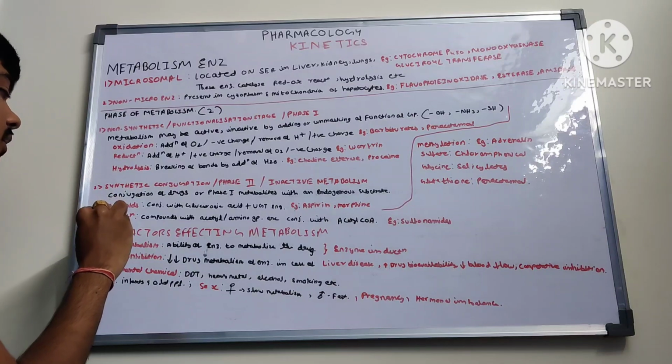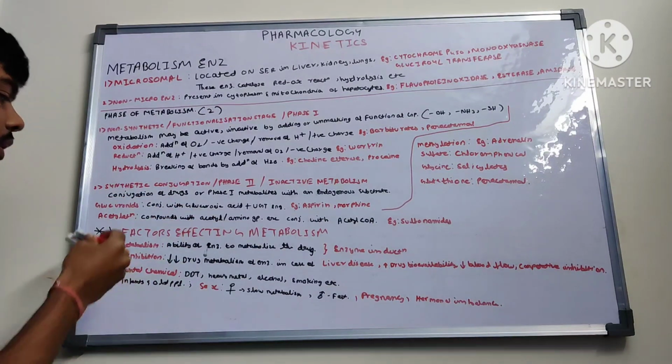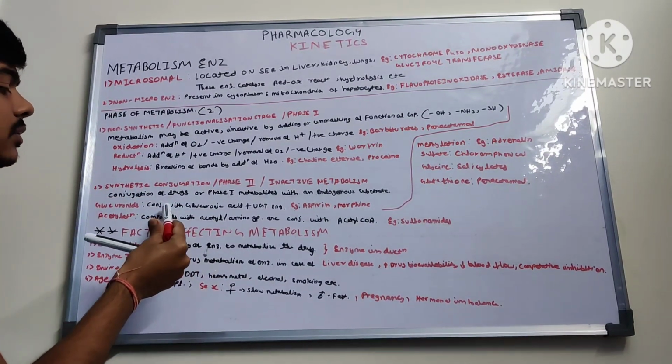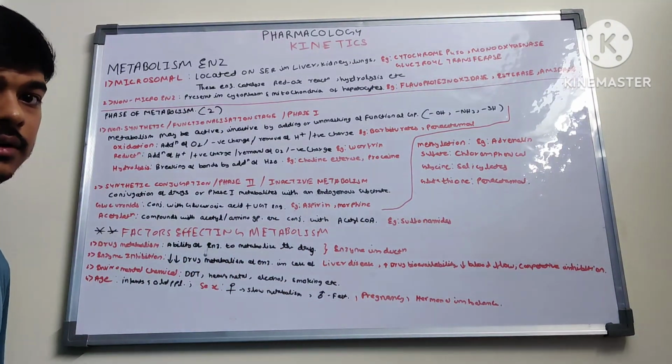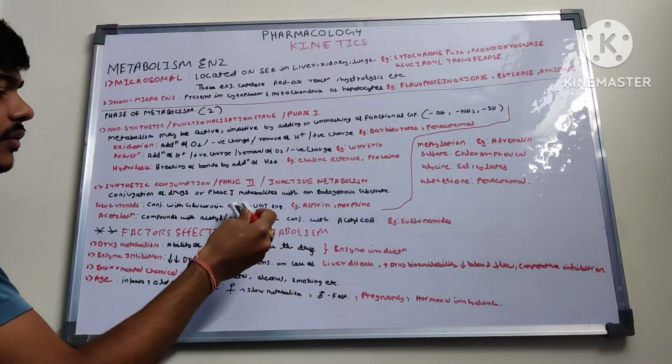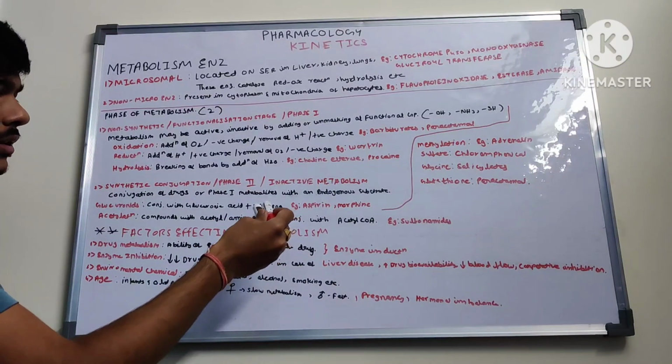So we can have glucuronidation, conjugation, or acetylation. What happens over here is conjugation with glucuronic acid and the UGT enzyme, right? It is the uridine 5-diphospho-glucuronosyltransferase enzyme.